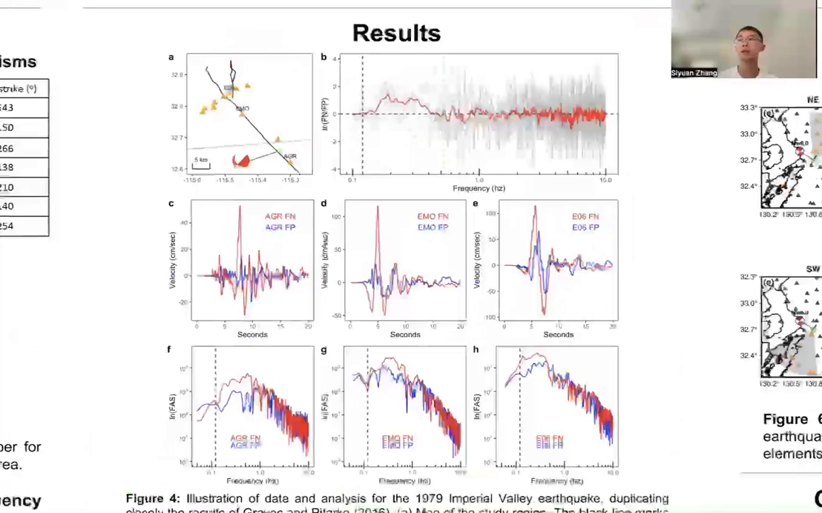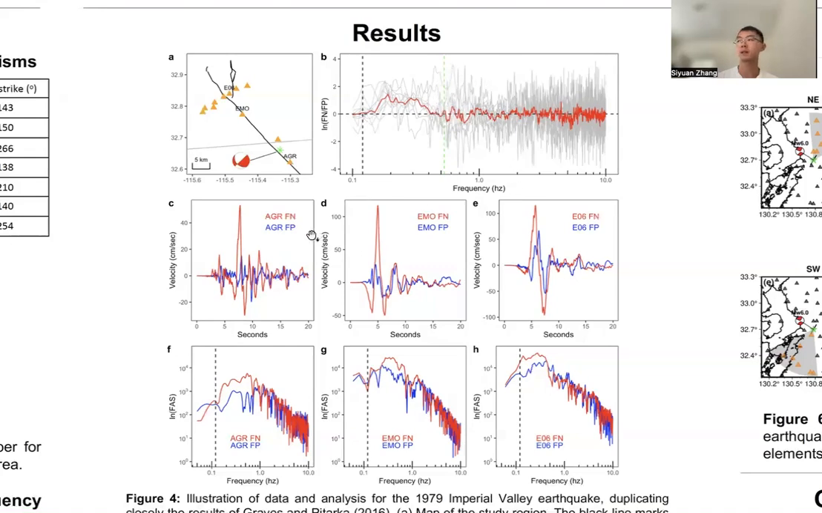This figure shows the data and analysis for the 1979 Imperial Valley earthquake, duplicating closely the results of Graves and Pitarka 2016. The fault normal over fault parallel ratios at these individual sites are shown by gray lines here. Their median is represented by the red line. This black dashed line signifies the lowest reliable frequency, and this one is the transition frequency we picked.